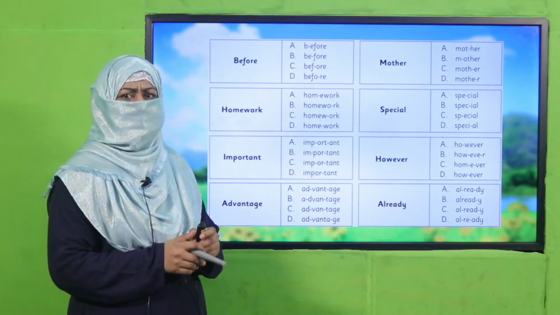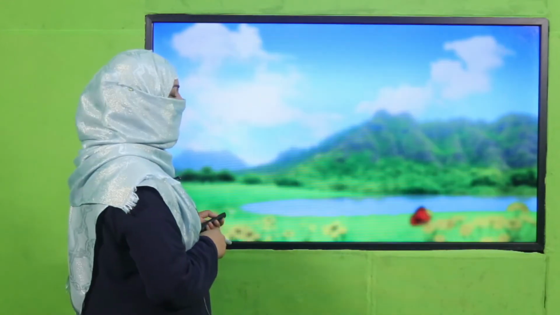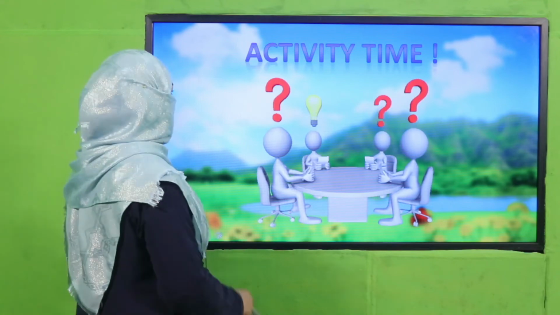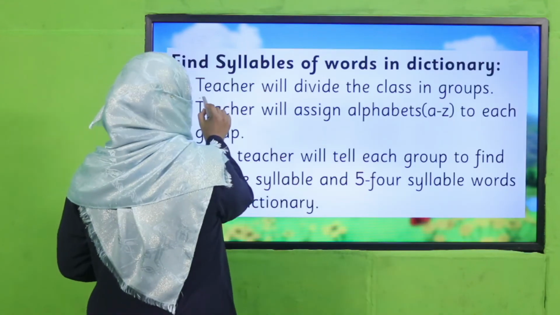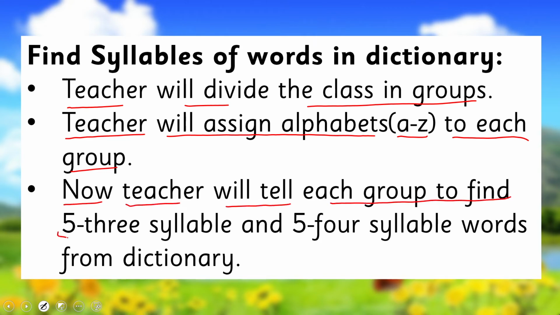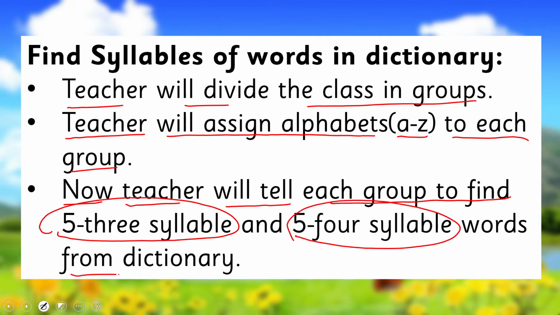Yes, my dear students, are you done with it? Good job. So it's time to practice it through an activity. Are you ready for that? Okay. So teacher will divide the class in groups, and teacher will assign alphabets A to Z to each group. Teacher may make any division of all these letters among the groups. Now teacher will tell each group to find 5 three-syllable and 5 four-syllable words from the dictionary.